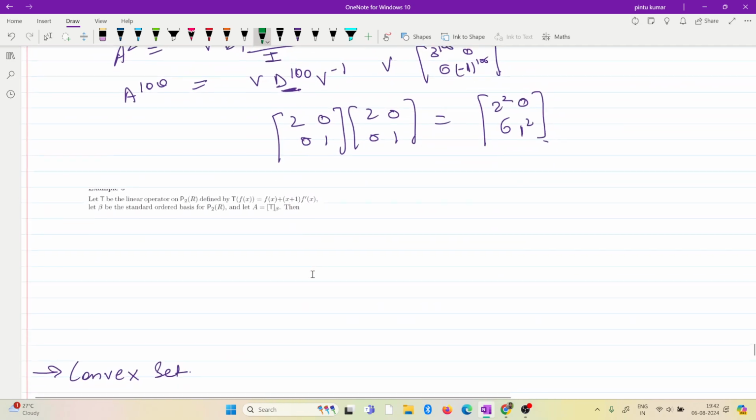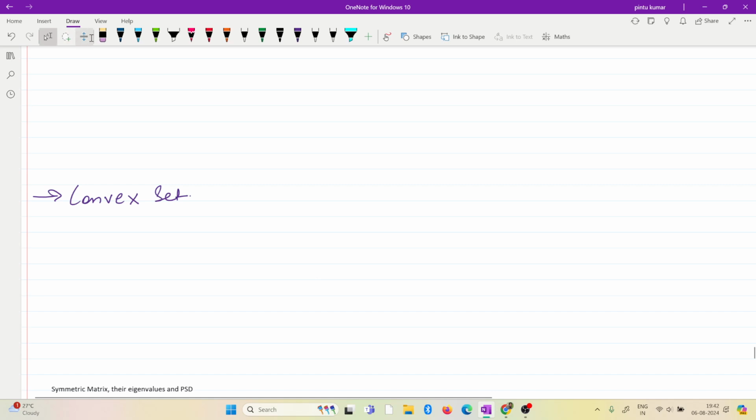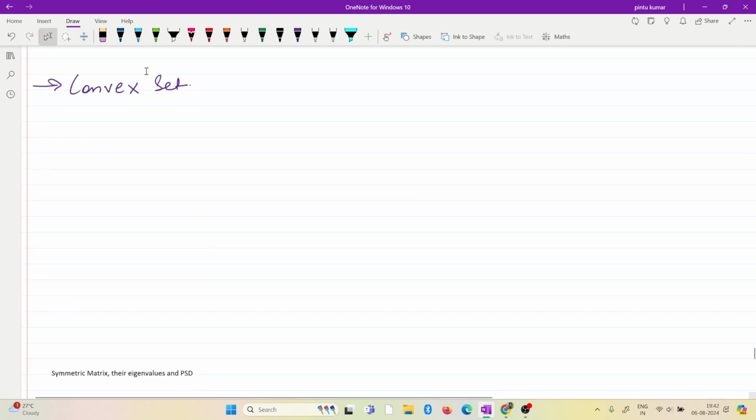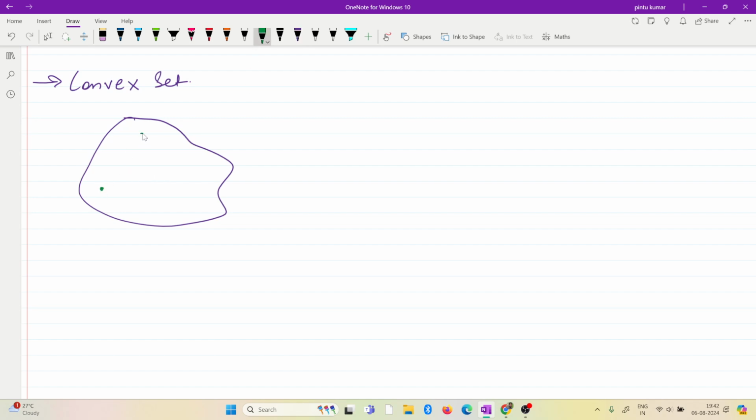We have some time left, so we can cover something about symmetric matrices. Sorry, convex sets first we'll do. I think it was covered briefly in the lecture. So geometrically, a convex set is such that if you take any 2 points in the set and you draw a line connecting those 2 points, the line should lie within that set. If such a property is satisfied, that set is called a convex set.